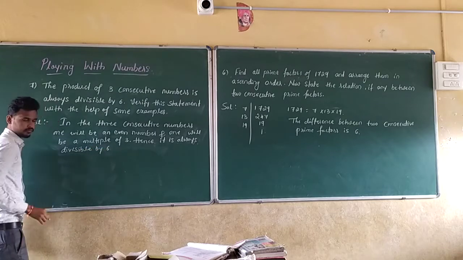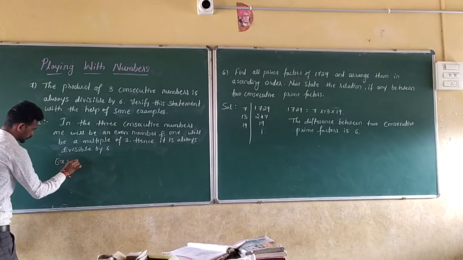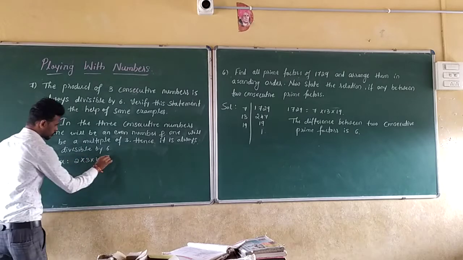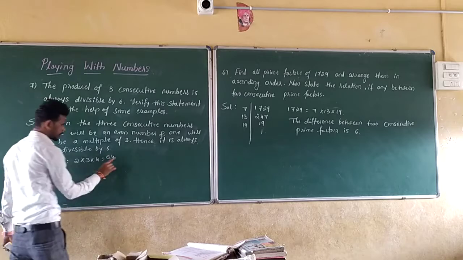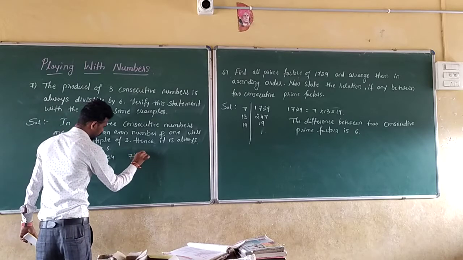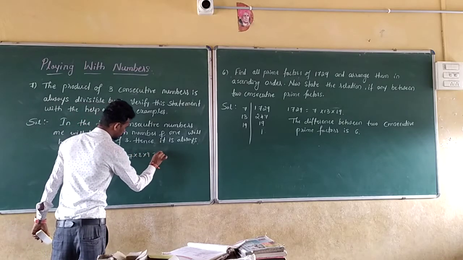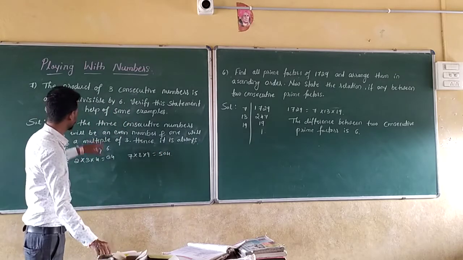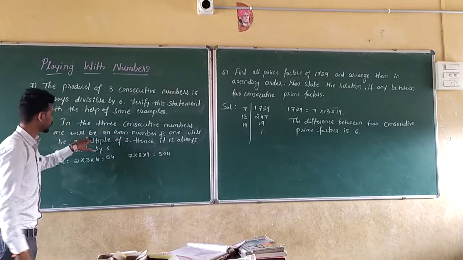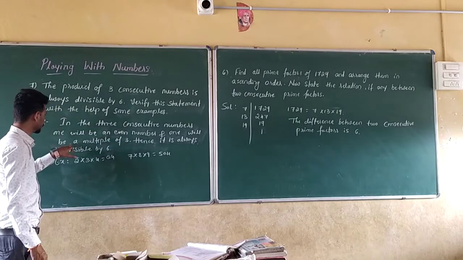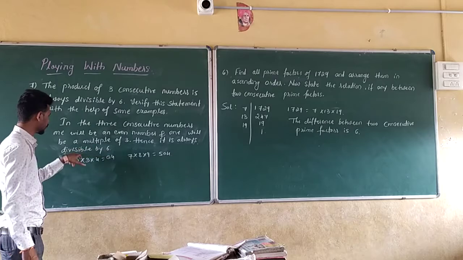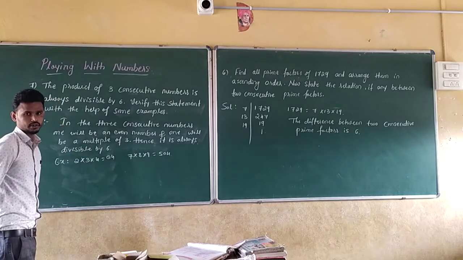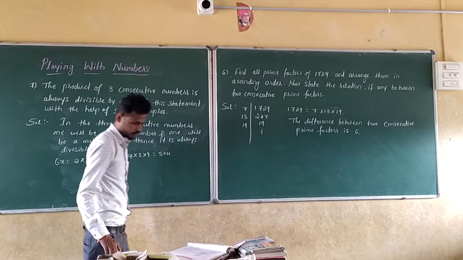6. For example, 2 into 3 into 4 equals 24. It is divisible by 6. Next, 7 into 8 into 9 equals 504. This is also divisible by 6. So in the 3 consecutive numbers, one will be an even number and one will be a multiple of 3. Hence it is always divisible by 6. So this is the solution of the 7th question. Now let us see the next one.